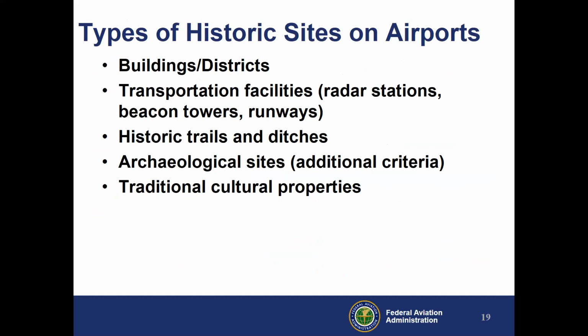Some of the types of historic properties on airports, including buildings in historic districts. We've had transportation facilities such as radar stations, beacon towers, and even runways. There's also historic trails and ditches that have been deemed historic and also considered 4F. Archaeological sites, it's a little bit more criteria that you have to dig through the policy paper on, as well as traditional cultural properties that are 4F eligible as well.